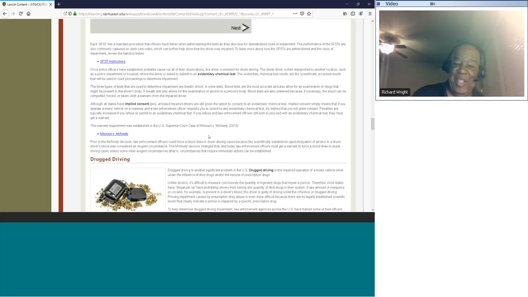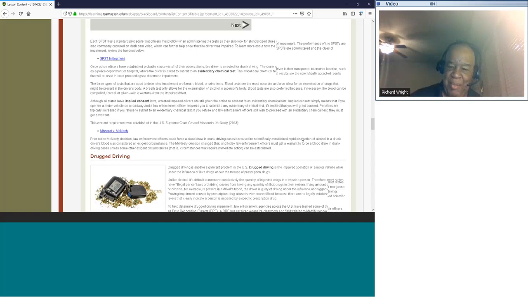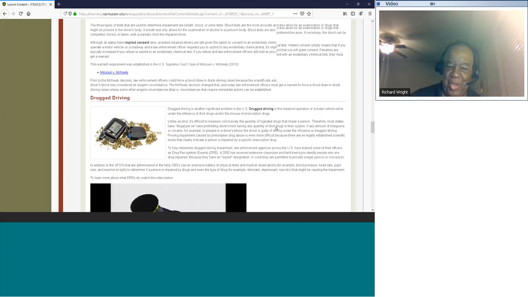But the McNeely case changed that, and today law enforcement officers have to get a warrant before they can do a blood draw. It was considered to be invasive, and it was a privacy issue that's involved. When you get a chance to read it, you'll see what it is all about. So today officers must get a warrant to force a blood draw in drunk driving cases unless there are exigent circumstances, that is, circumstances that require immediate attention, which will then change that. All right, but you need to read that to get details on that.